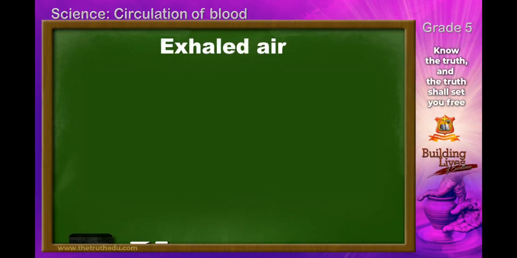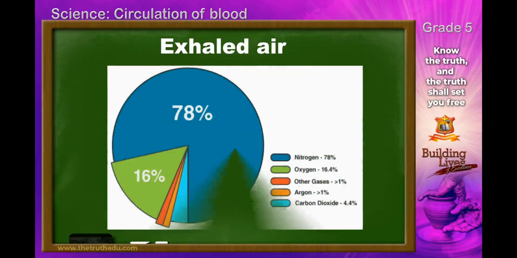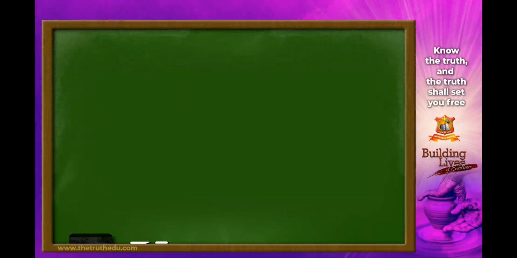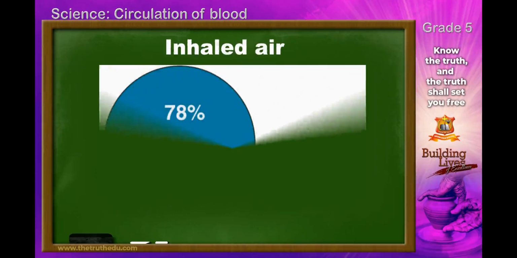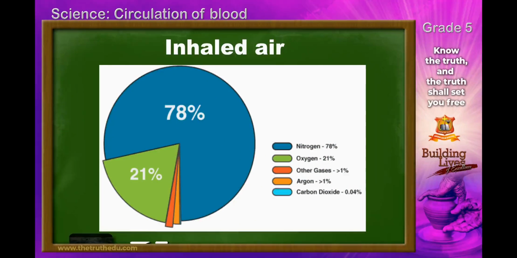Now, the exhaled air, that is the air that is released from the deoxygenated blood in the lungs, has this proportion: 16% oxygen still in it, and 4.4% carbon dioxide. But the inhaled air has 21% of oxygen and 0.04% of carbon dioxide. You can pause the video and compare between both the pie charts so that you can understand more clearly. And be sure to make notes in your notebook.